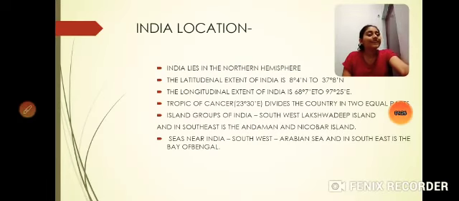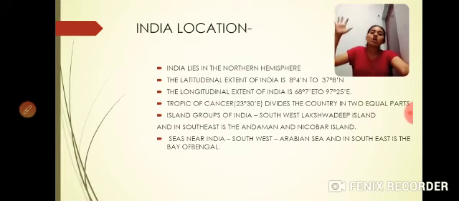Now, India's location. We are dealing with India's location. What India's location means is where India is located. For this we have to look at the map, and I'm going to put all the points on the map, and then I'm going to come back to slide number 2 and explain it to you.